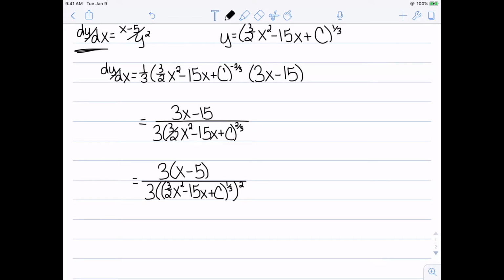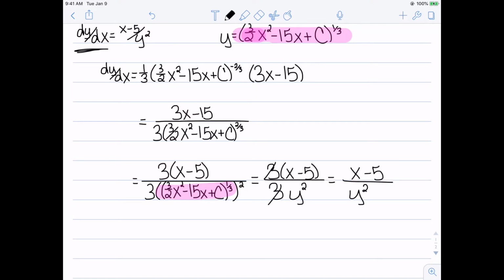But now this is a lot easier to see. In particular, this thing right here is exactly the same as y, so I can replace that with just a y. That gives me 3 times (x minus 5) over 3y squared. We can see that our 3's cancel, which gives us (x minus 5) over y squared, which is exactly what we claimed it was at the beginning.